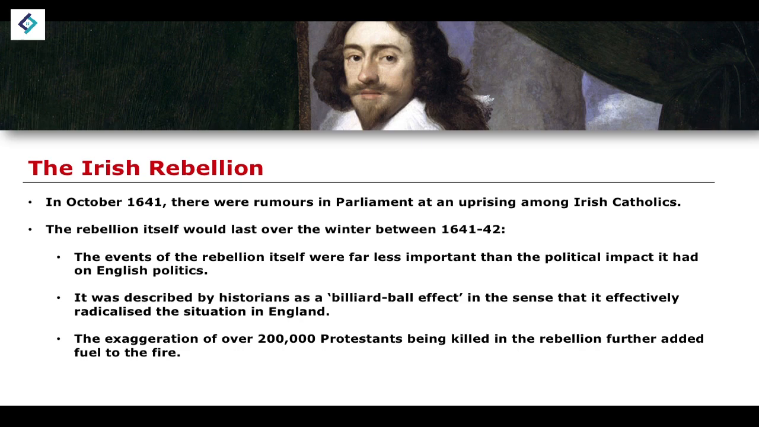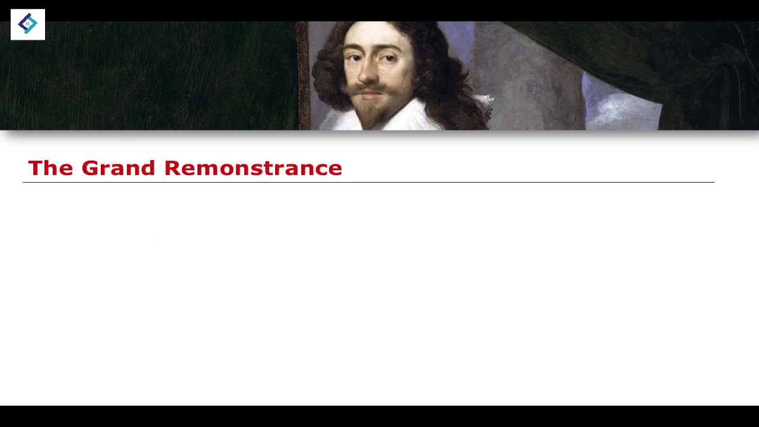This was made worse by the fact that it was grossly exaggerated. These were rumours from a faraway land of a rebellion and an uprising of Irish Catholics. In reality, it was relatively small, but the exaggeration of the rebellion and the effect that this had on the political system in England was much more significant. So, for example, there were reports of over 200,000 Protestants being killed in the rebellion. All of this added further fuel to the fire, despite the fact that it is a grossly exaggerated statistic.